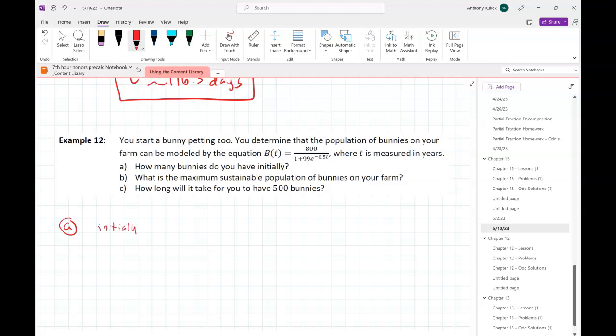Well, what value of t does initially mean? 0. So we really just want to do B of 0 to answer this question. So negative 0.5 times 0 is 0. E to the 0 is 1. 99 times 1 is 99. 1 plus 99 is 100. So this is just 800 over 100, or just 8 cute, fuzzy bunnies.